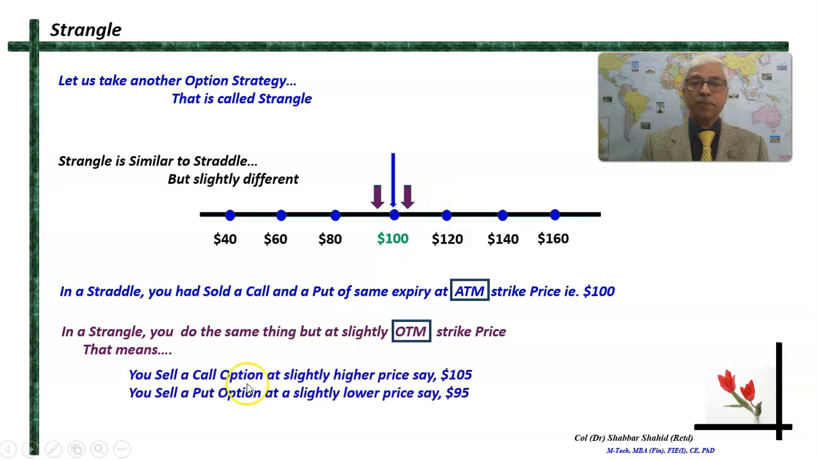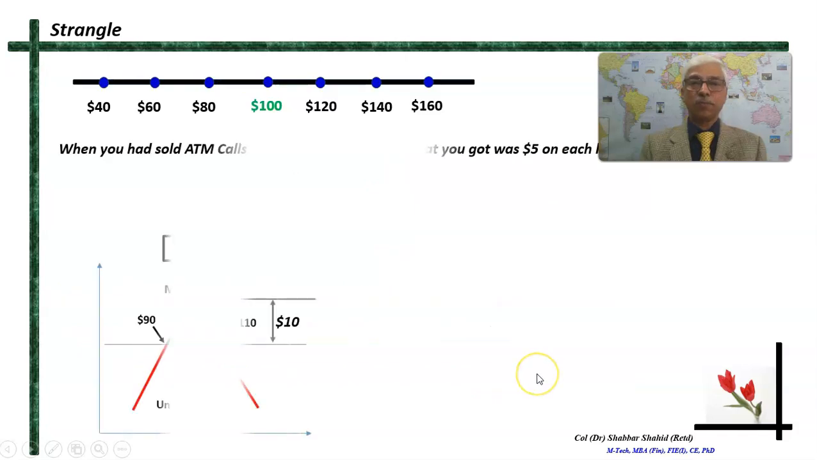That means you will sell a call option at a slightly higher price, say 105, and sell a put option at a slightly lower price, that is 95. Alright, but both at the same expiry. Try and understand the concept. Little left and right you have got.